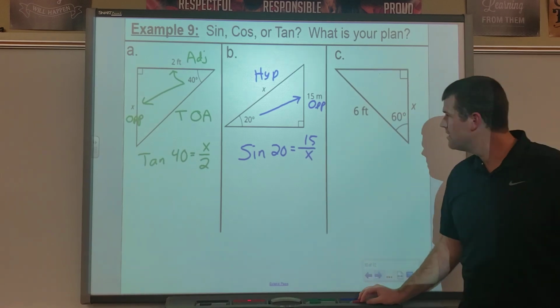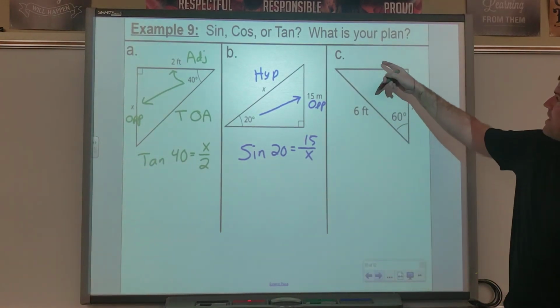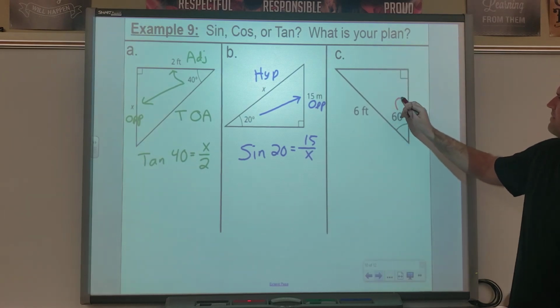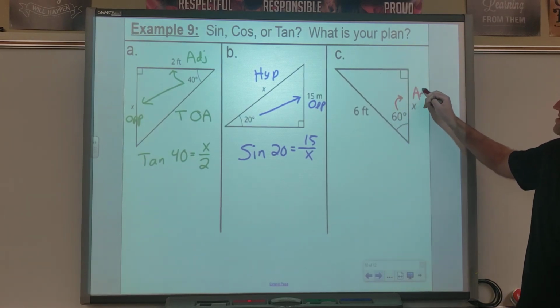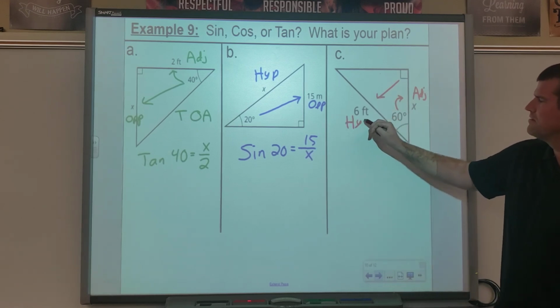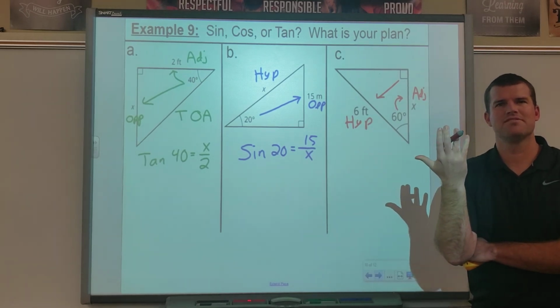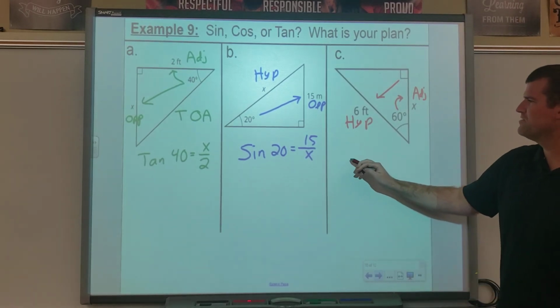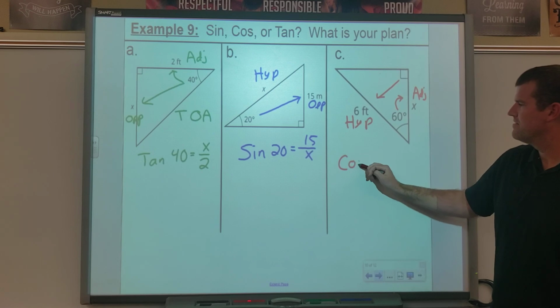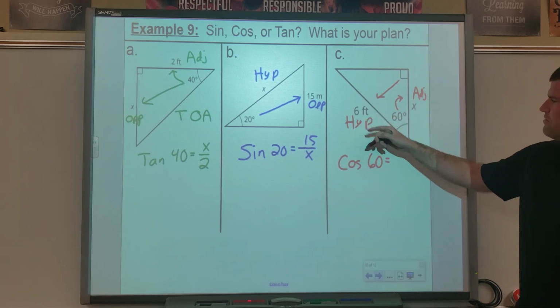And then finally, we've got, we don't have the opposite side, right? I do have the one next to it, which is our adjacent. And I do have my hypotenuse. So A and H. What should we use for this one? That's right, we should use our cosine. So cosine of 60 equals x over 6.